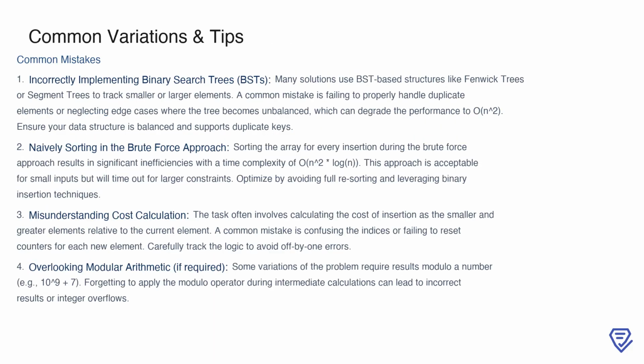When solving this problem, there are several common mistakes to watch out for. First, if you're implementing a binary search tree or related structures like Fenwick trees or segment trees, make sure to handle duplicates correctly and account for edge cases that can cause the tree to become unbalanced. An unbalanced tree can significantly degrade performance, reducing your algorithm to O(n squared) in some cases. Proper balancing and support for duplicate keys are critical.